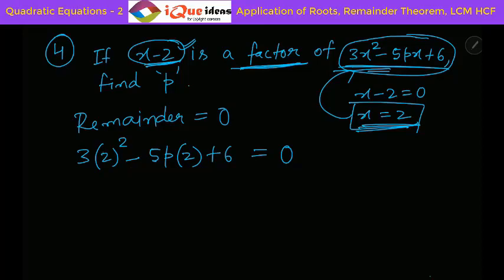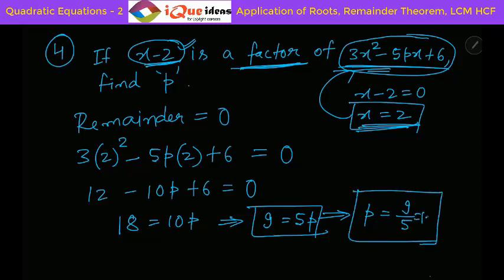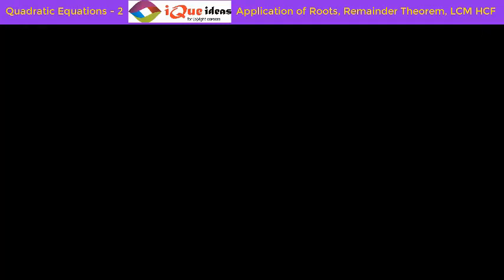If you simplify, 2 squared is 4, 4 into 3 is 12, minus 5 into 2 is 10p, plus 6, that is equal to 0. Now 12 plus 6 is 18, minus 10p goes to the other side and becomes 10p. So 18 is equal to 10p, or if you cancel by 2, it is 9 equal to 5p. So from here we can see that p is equal to 9 divided by 5, or 1.8. Depending upon the option, you can mark the answer. So the value of p as asked in the question is 9 by 5 or 1.8. Alright, let's take one more good question.